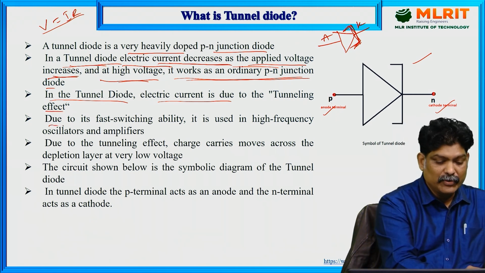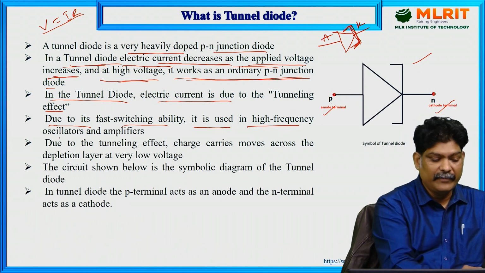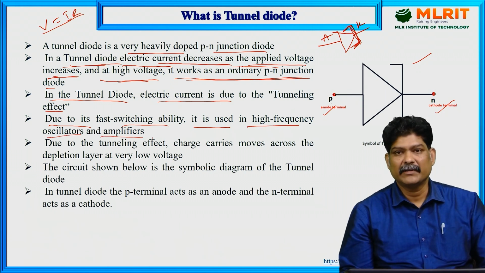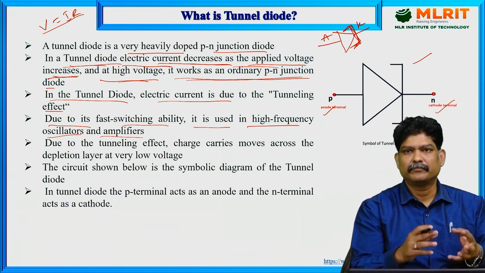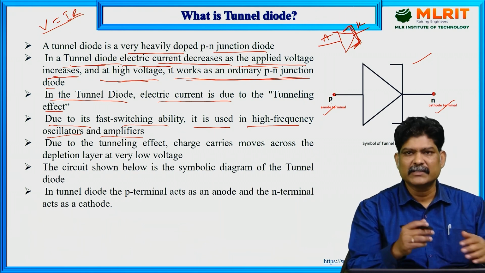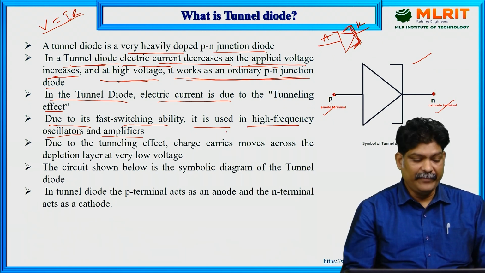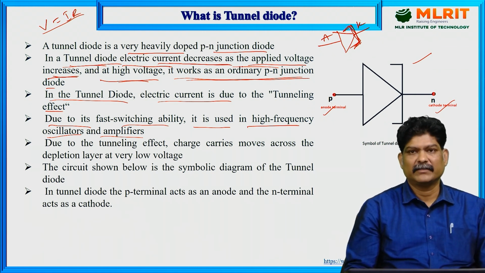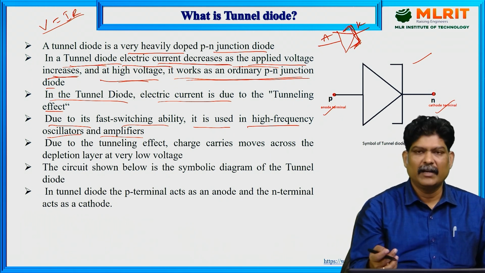Due to its fast switching ability, it is used in high frequency oscillators and amplifiers. These are the applications of the tunnel diode, because it has the peculiar property of fast switching capability. Hence they are used in high frequency oscillators and amplifiers. High frequency oscillators can be used in RF circuits.